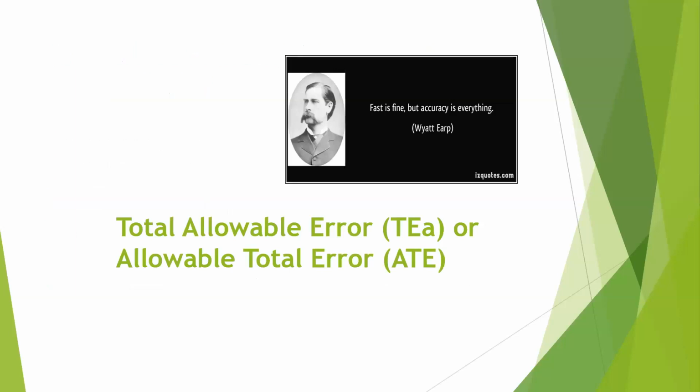So that was the first section on bias. Now, having given a background of bias, we come to the next topic, which is the total allowable error, or the allowable total error.